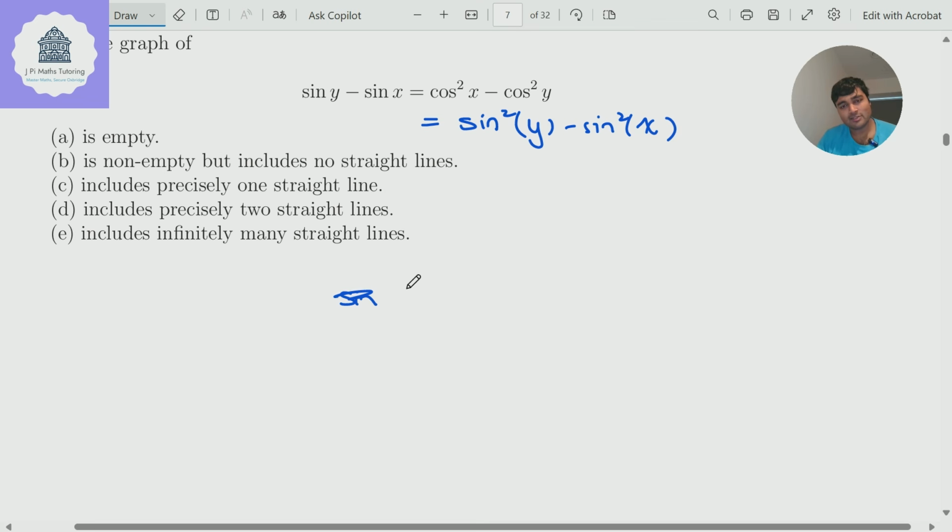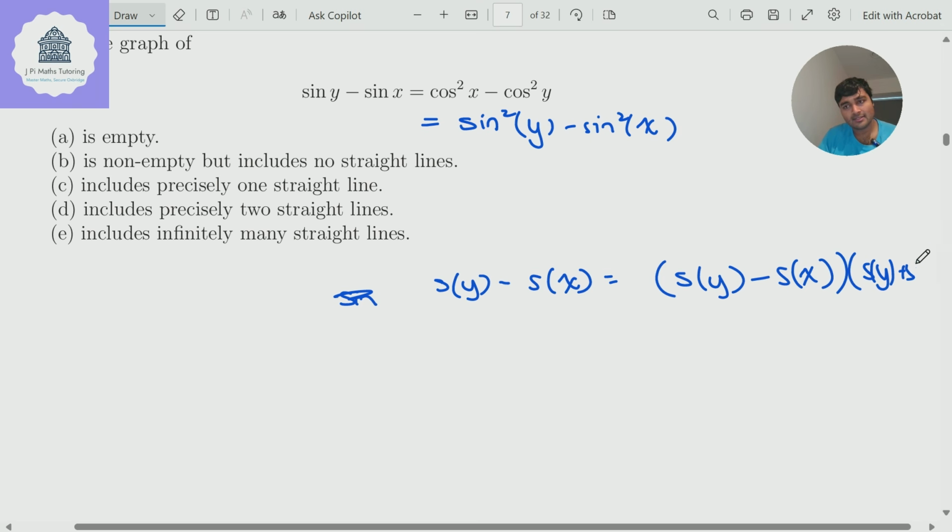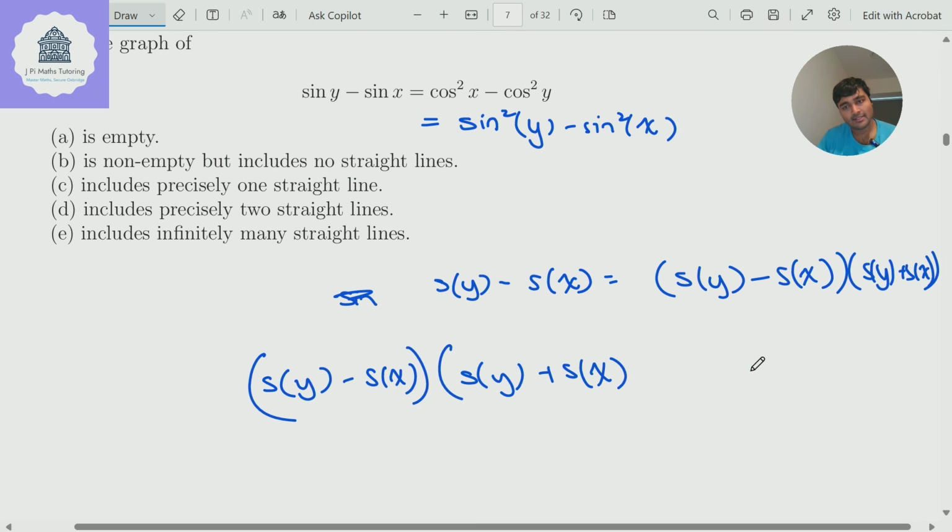We get, I'll just use s here, sine of y minus sine of x equals sine of y minus sine of x times sine of y plus sine of x. And if I bring everything to one side, I get sine of y minus sine of x, then sine of y plus sine of x minus 1 equals 0. So crucially, either this is true or this is true, but in fact, we just need to look at this.